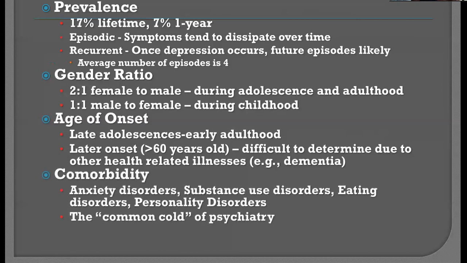Comorbidity, as I've mentioned before, generalized anxiety disorder is a sister, close twin, close cousin, I guess, to major depressive disorder, but it's also comorbid with alcohol and illicit drug use disorders. It's comorbid with eating disorders. It's comorbid with personality disorders. It's comorbid with antisocial personality disorder. And that's why I frequently call it the common cold of psychiatry.